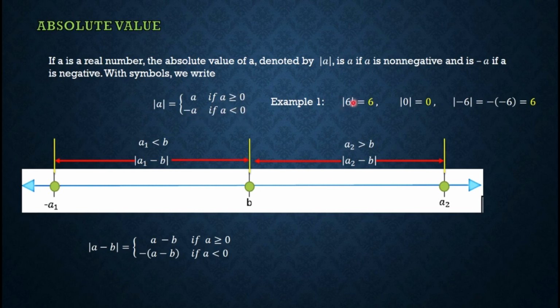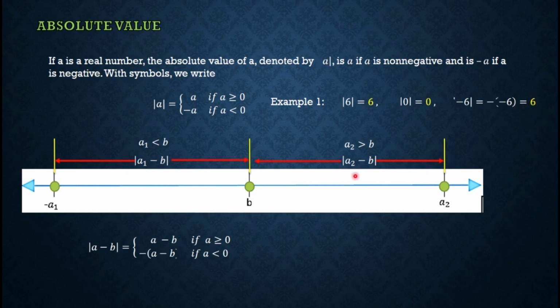For example, the absolute value of 6 is equal to 6. The absolute value of 0 is equal to 0. The absolute value of negative 6 is equal to negative times negative 6, which is equal to 6. Take note that negative 6 is less than 0. We multiply by negative, and the result is 6.